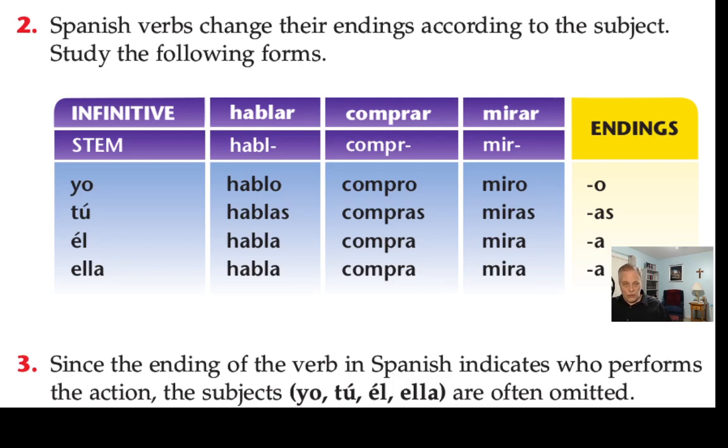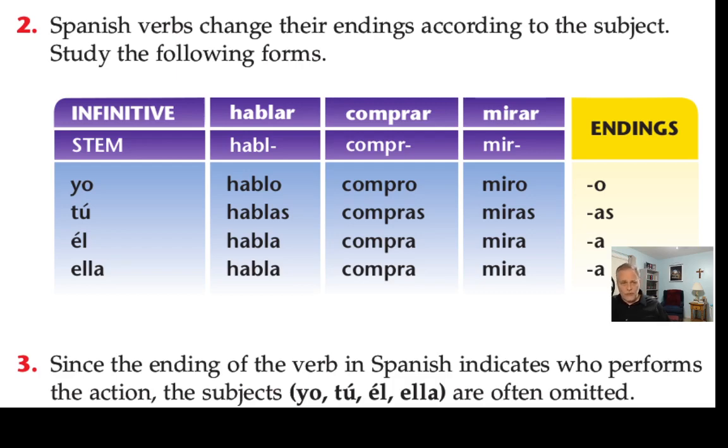Yo compro, I buy, tú compras, you buy, él compra, he buys, ella compra, she buys. Yo miro, I watch, tú miras, you watch, él mira, he watches, ella mira, she watches. So we'll get into this a little bit more in class. How do you change this verb form so that it matches the subject?